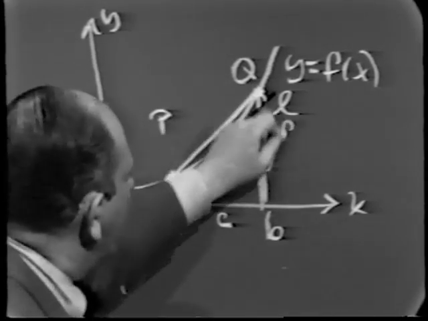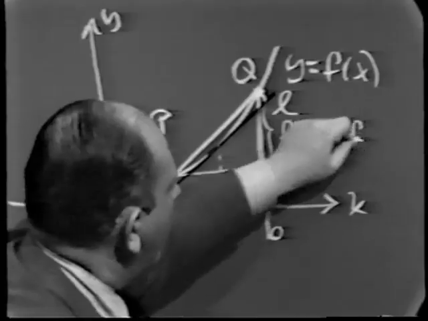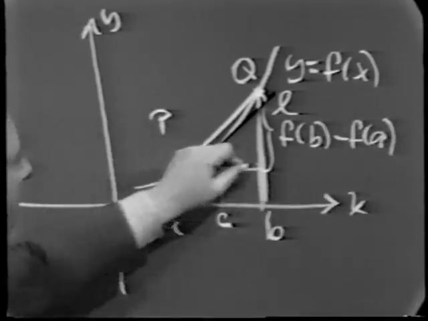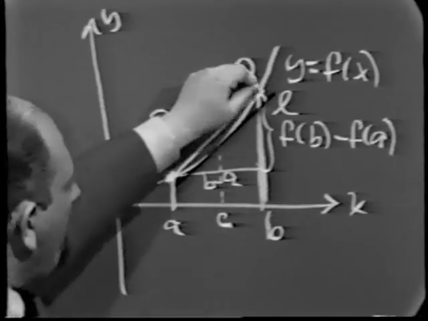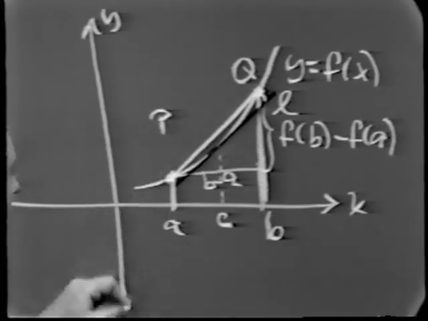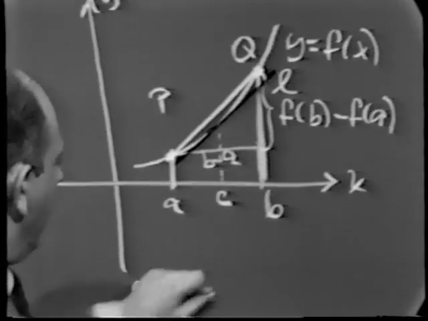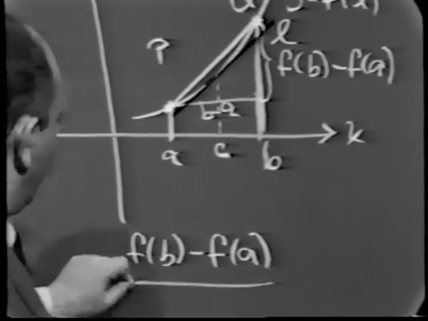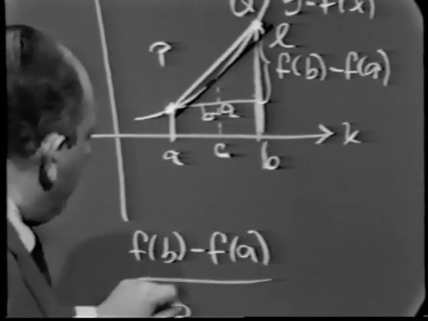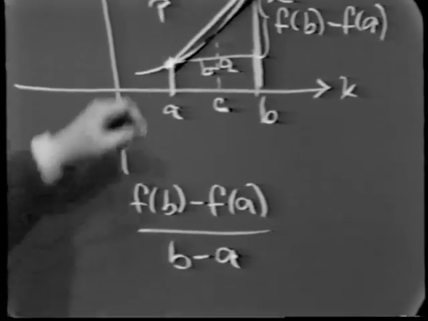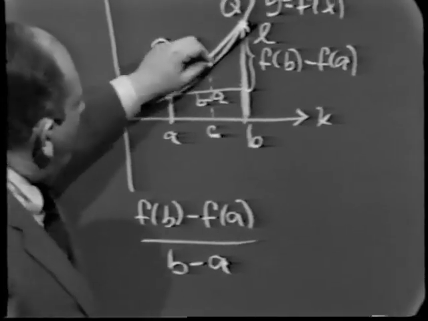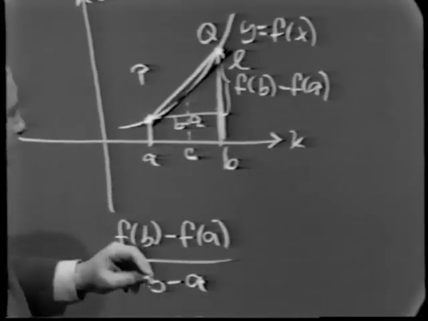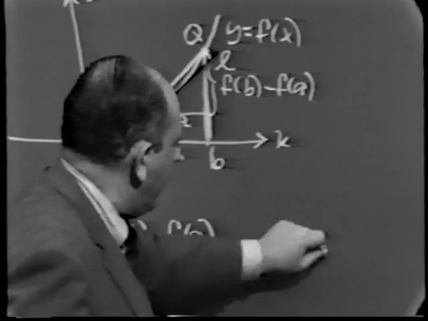So this height here is just f of b minus f of a. This length here is just b minus a. So the slope, delta y divided by delta x, is just f of b minus f of a over b minus a. On the other hand, what is the slope of the line L? By definition, it's f prime of x evaluated at x equals c. That's f prime of c.